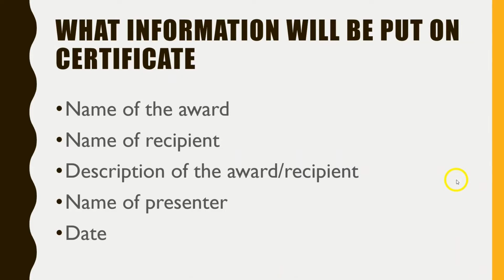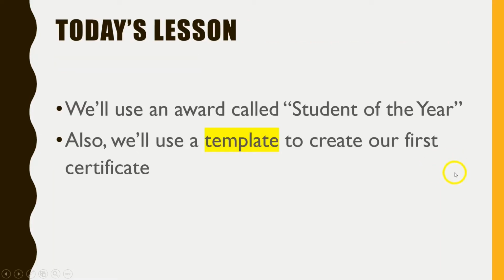Before we start, let's take a look at what will be put in a certificate. Most certificates have 5 components: name of the award, name of the recipient, description of the award or recipient, name of the presenter, and date. Today, for example, we'll use an award called Student of the Year, and we'll use a template to create our certificate.